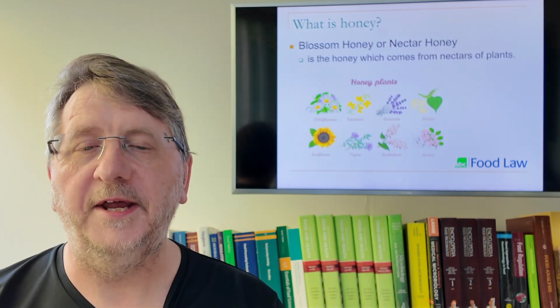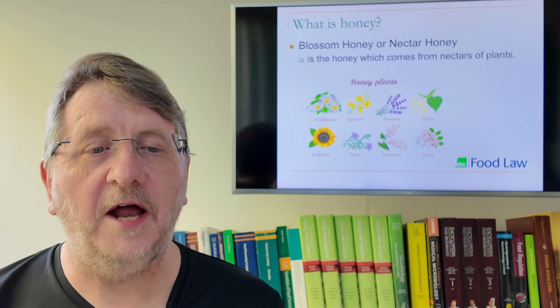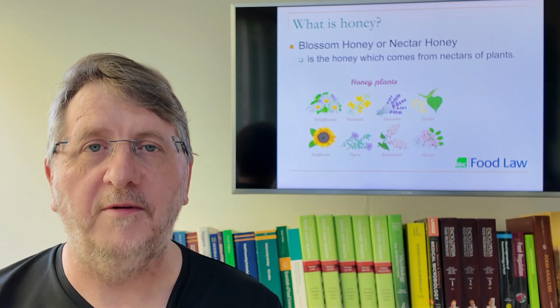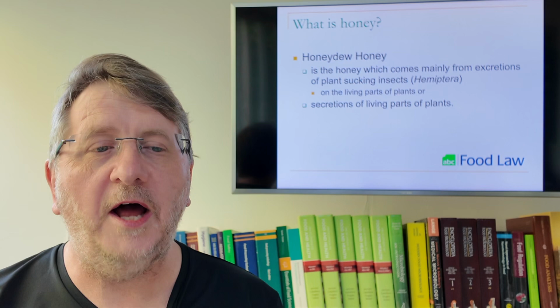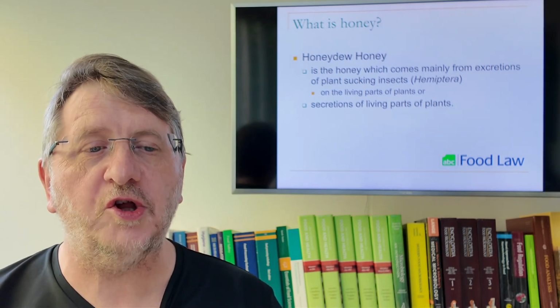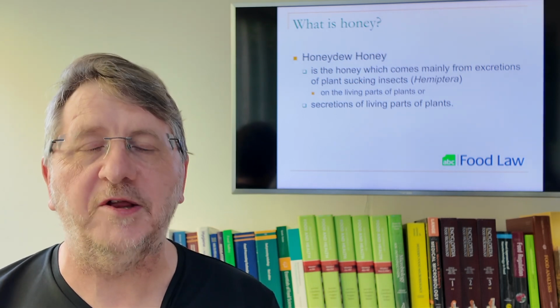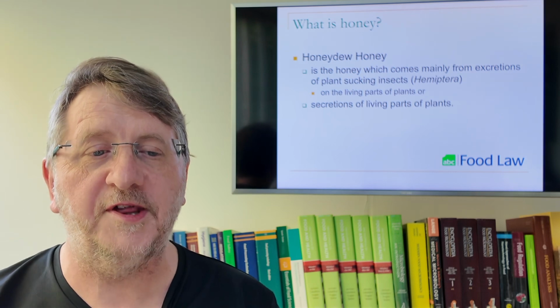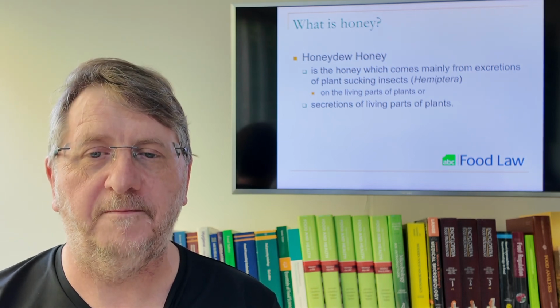So, blossom honey, or nectar honey, is the honey which comes from the nectars of plants themselves. Whereas honeydew honey is the honey which comes from the excretions of plant-sucking insects on the living parts of plants, or the secretions of living parts of plants.